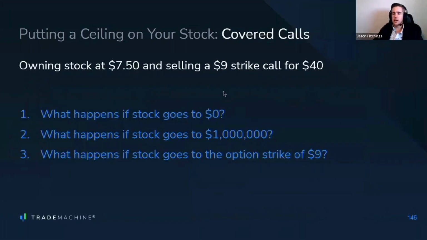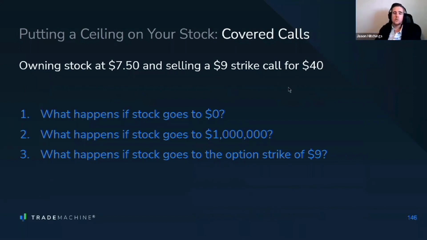So let's just ask ourselves the basic questions you should understand before entering into an option position. What happens if the stock goes to 0? What happens if it goes to 1 million or some high value? And what happens if it ends up right where the strike price of the option is?